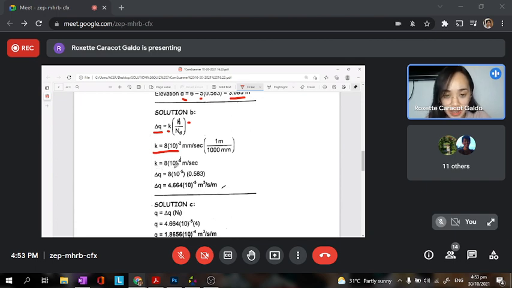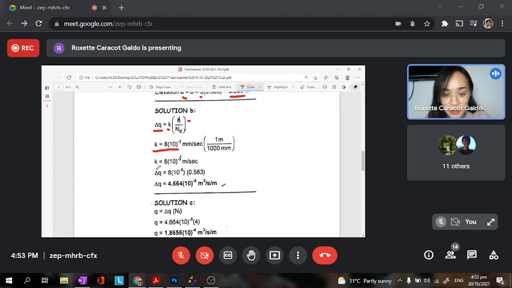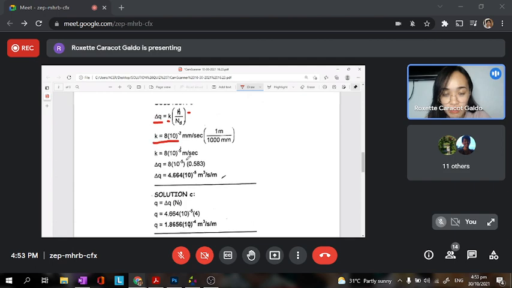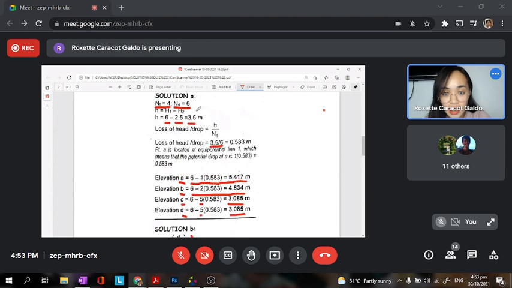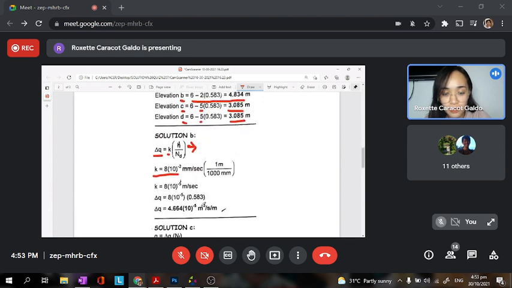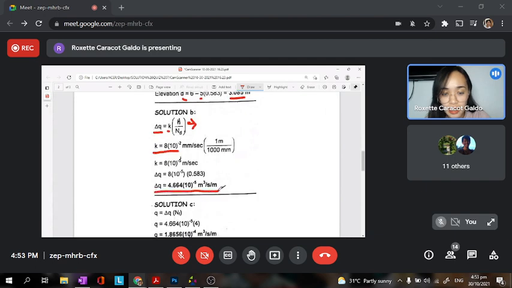So H is already given, and our K was converted to meters per second to have a consistent unit. For H over ND, we previously solved this, which is equal to 0.583. So you just have to multiply them both, and the seepage rate is equal to 4.664 times 10 to the negative 5 cubic meter per second per meter, no?